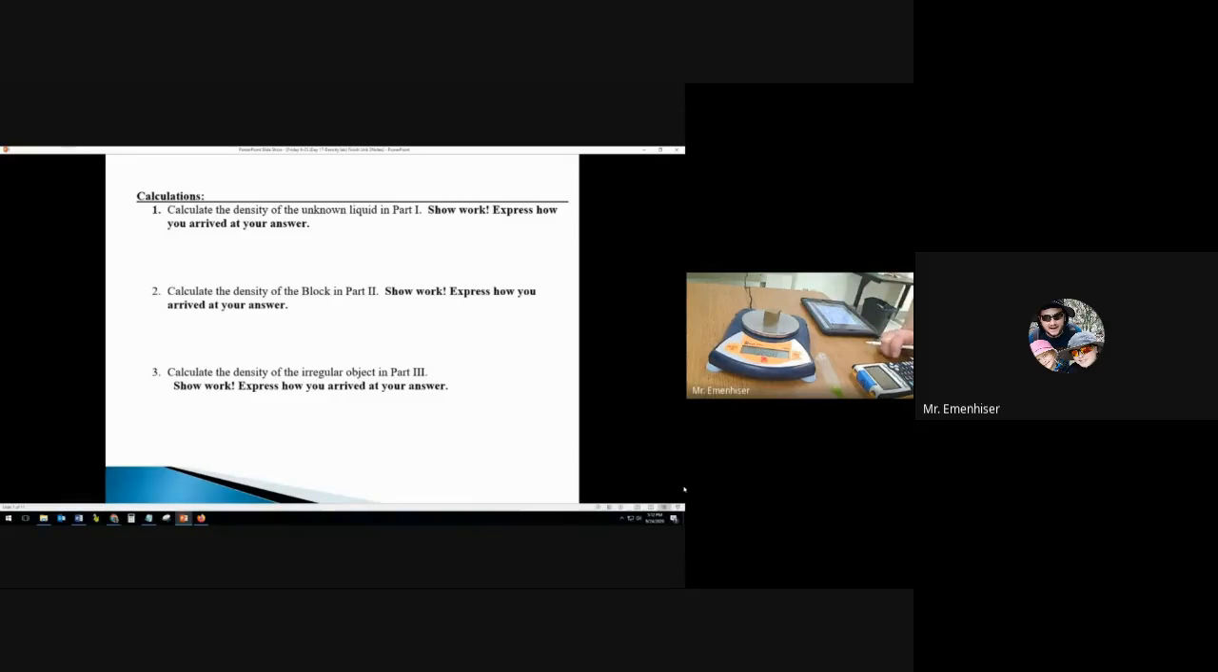All right, so we're going to do part 2, number 2, calculate the density of the block from part 2. Density is mass divided by volume. Our mass was 136.08 grams. Our volume was 15.63 cubic centimeters. And we're going to divide those out on our calculator.